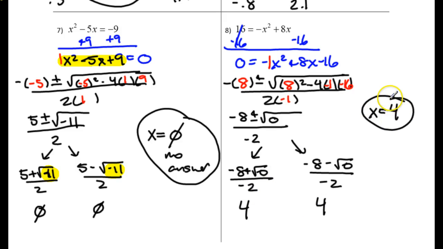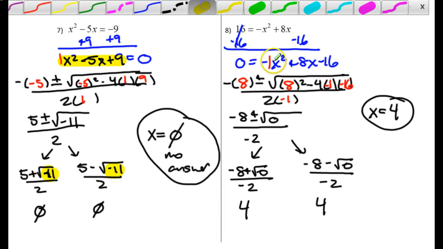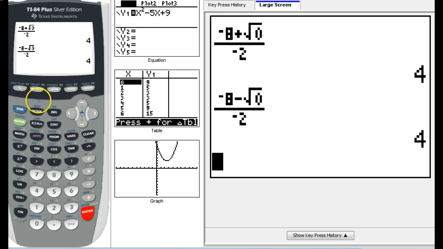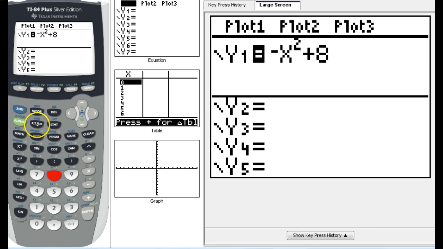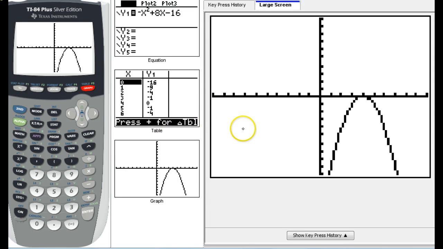Alright, once again, let's check it with the graph. The graph will always let us know. So let's put our equation in standard form in the calculator. Negative x squared plus 8x minus 16. Let's clear that. Negative x squared plus 8x minus 16. Let's graph it. Let's see what happens. Alright, so here's another of those weird examples. This parabola only touches the x-axis in one place, right here. So that's why we should only have one answer.